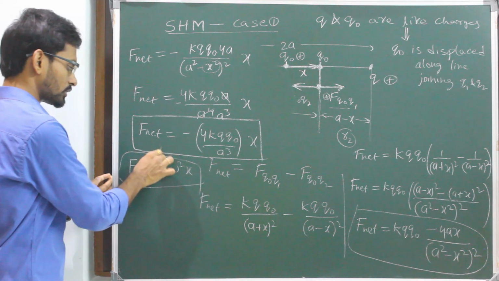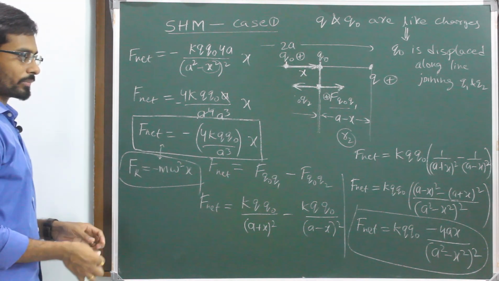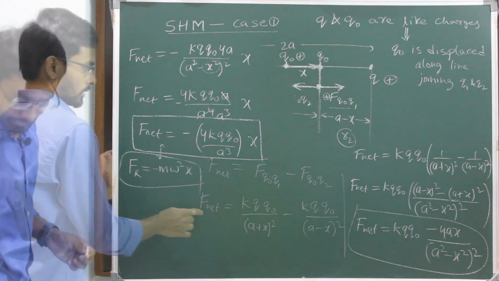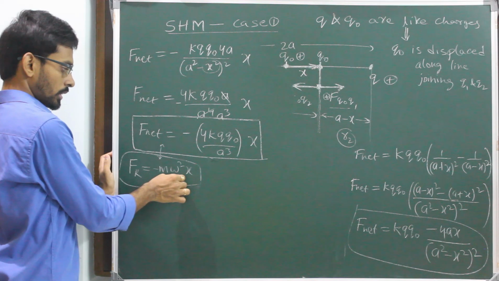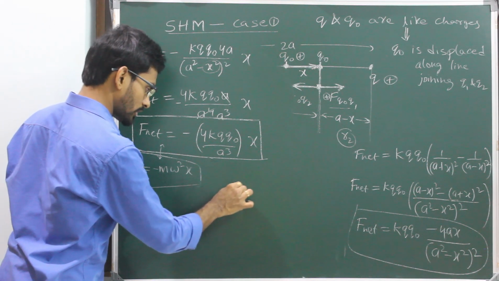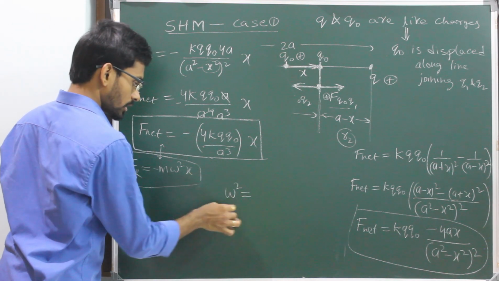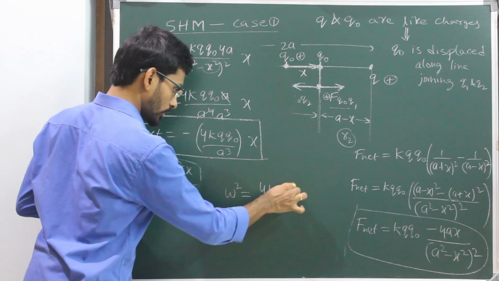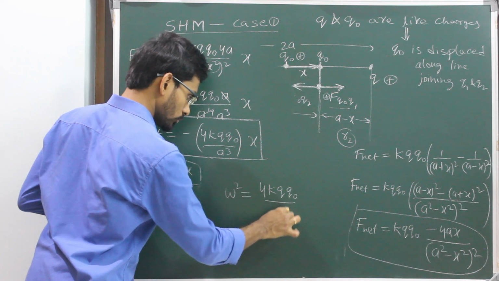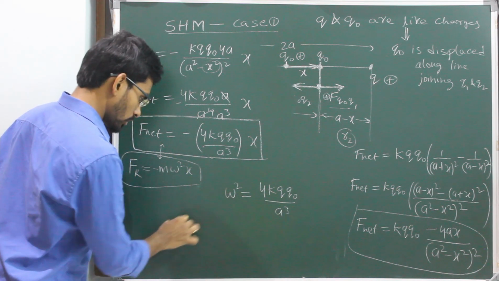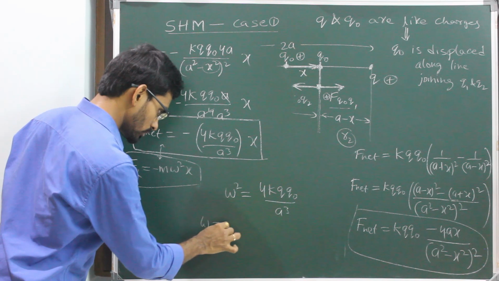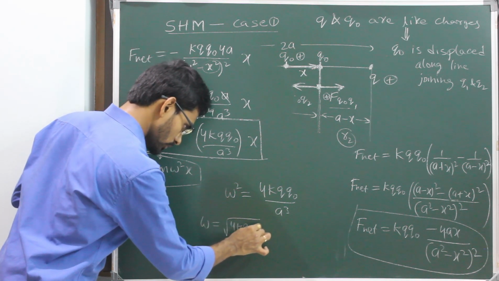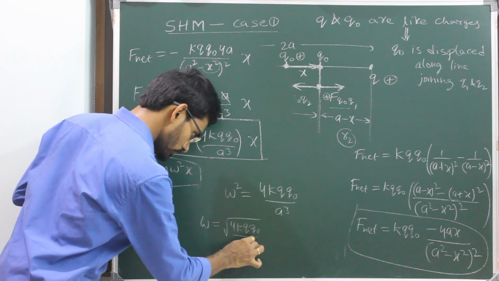So now let us compare these two. From there you will get the value for omega. So guys, I am erasing this part. When you compare these two, you will get omega square is equal to 4kq into q naught by a cube. From this you will get omega is equal to under root 4kq q naught by a cube.